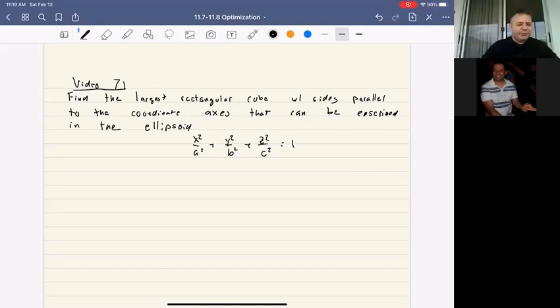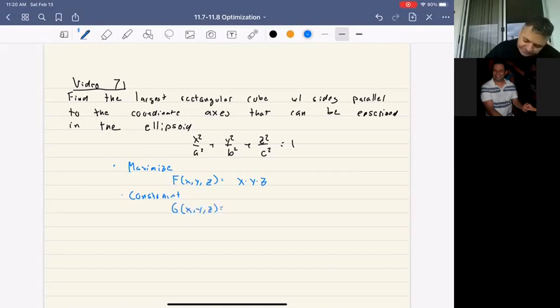Okay, so in terms of just setting up what is the problem, we want to maximize f of x, y, z equals x times y times z, and we have a constraint g of x, y, z equals x squared over a squared plus y squared over b squared plus z squared over c squared equals 1.